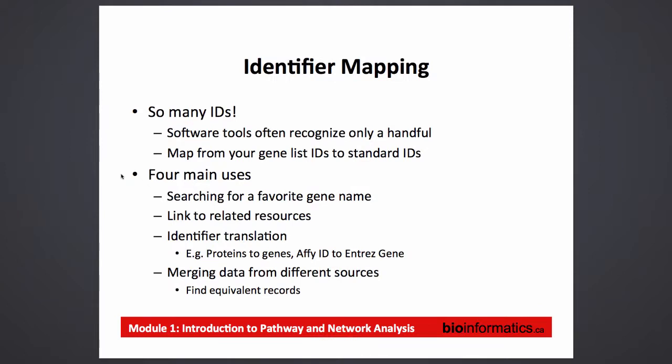The problem is that most software tools only support their limited lists of IDs, and others are not supported. And then you need to map your gene list or ID list to a standard ID list. The main use is finding your favorite genes and locating other resources that are available for analyzing genes. You need to translate things, even in the biological sense. Sometimes you need to translate things from probe set IDs on microarrays to protein IDs in order to perform interaction network analysis. And you need to merge data from different sources. You need a common reference.